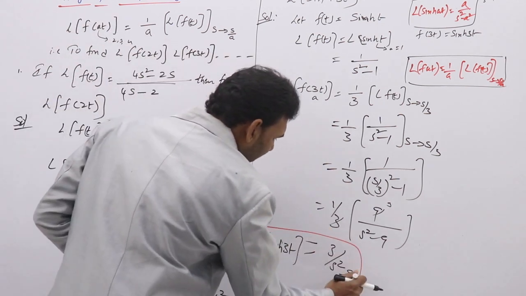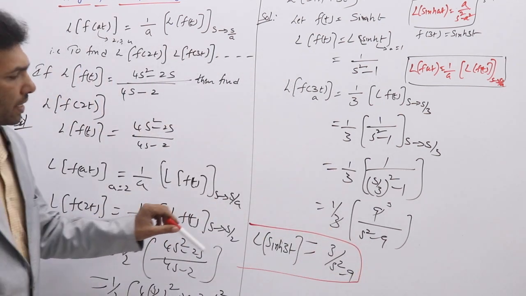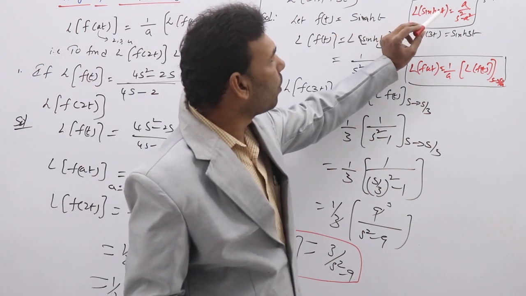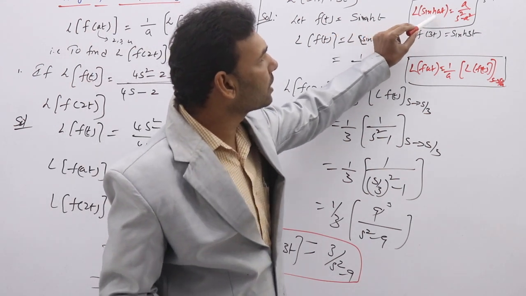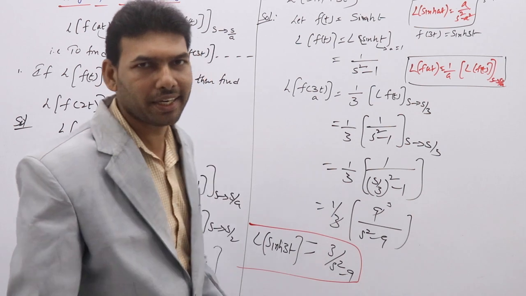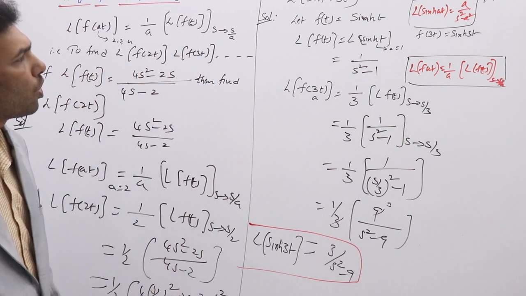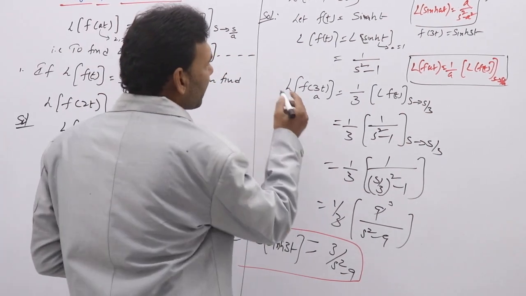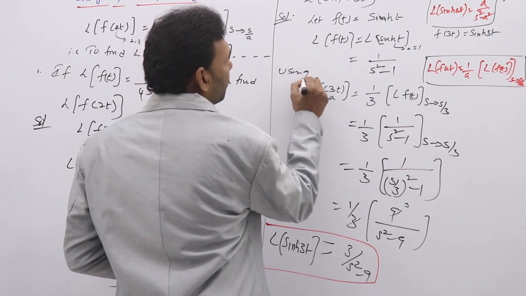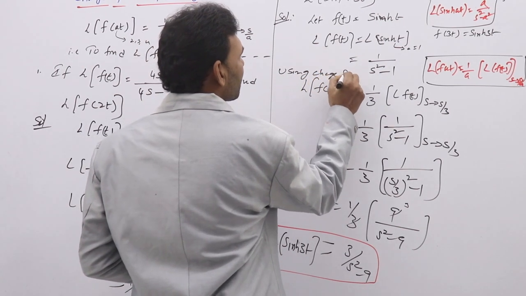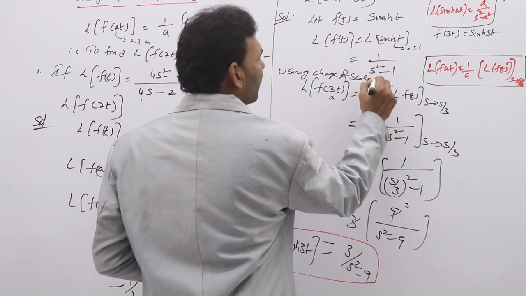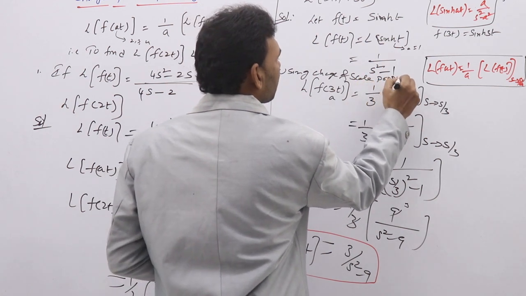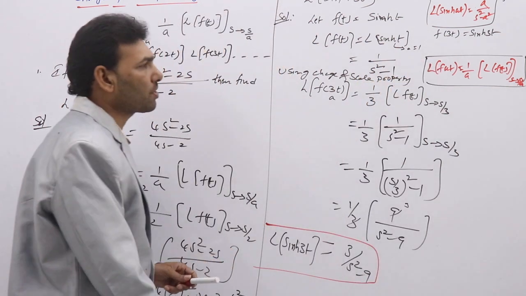So at the starting itself we know the value of L of sin h3t. Using this formula we can say L of sin h3t is that one. That we need to show using change of scale property. Using change of scale property we have to prove that the value is 3 by s square minus 9.